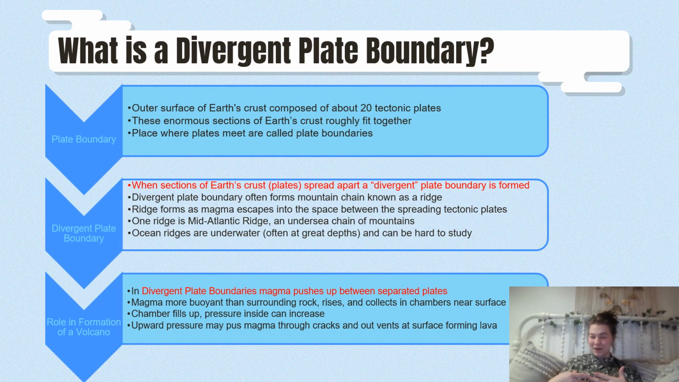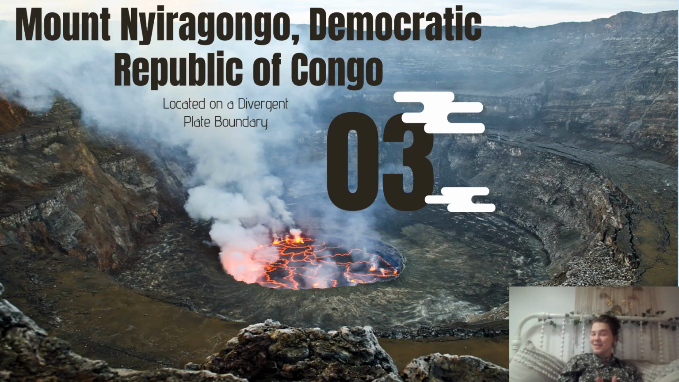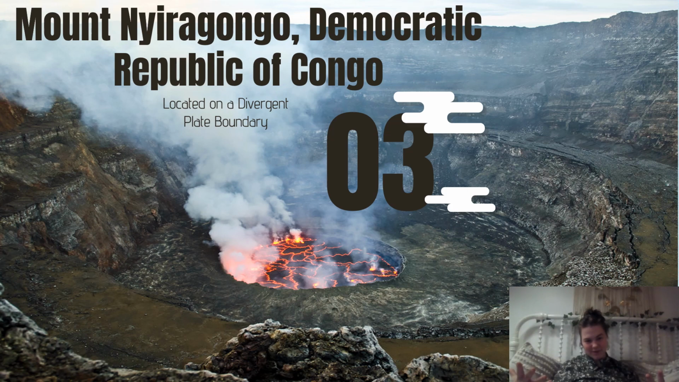So moving on to our next cause for volcanic eruptions, we have divergent plate boundaries. These occur when plates are separated from each other. So they're the inverse of convergent plate boundaries. And for our third location, we have Mount, and I'm going to pronounce this absolutely terribly, Nyiragongo. This is located in the Democratic Republic of Congo. And obviously this is a divergent plate boundary.